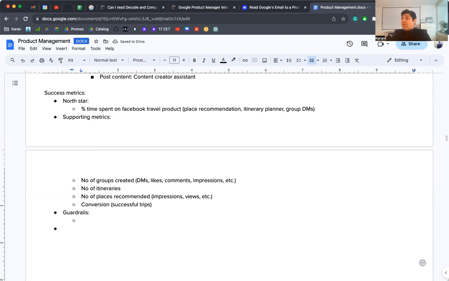Okay, so in terms of guardrails, one is we should not spend a lot of time on place recommendation in particular. It should not be that confusing. A high number of places should also not be recommended, because it might create confusion.